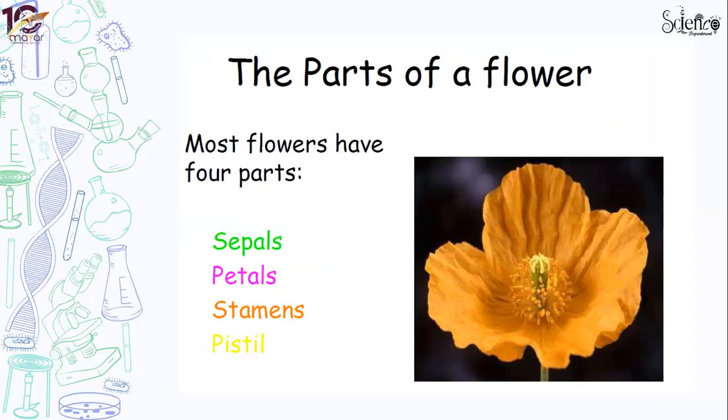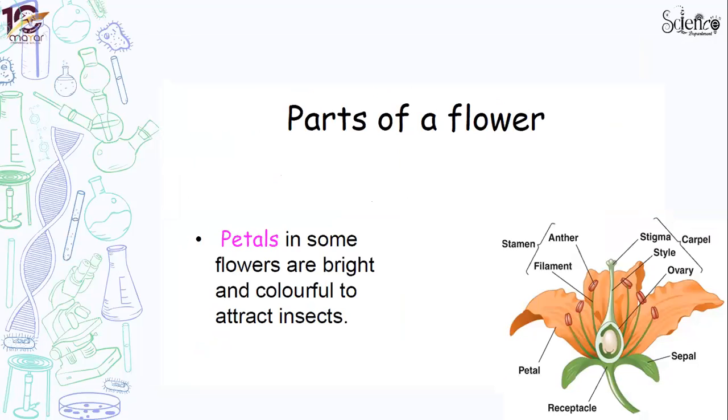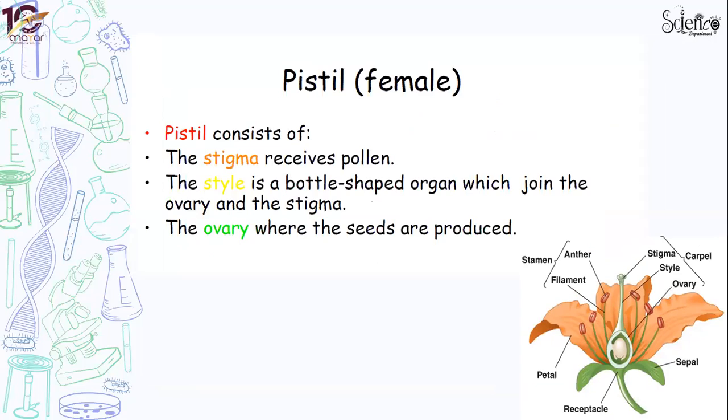So the main parts are sepals, petals, stamen, and pestle. We talked about the first one, which is petals. Now we are going to see the sepals. Sepals are those green leaves here, you can see them, that protect the flower and the bud. Petals, as we said, they are colored to attract pollinators. Pestle, there are three main parts. I have the stigma, style, and ovary. We talked about them in details.